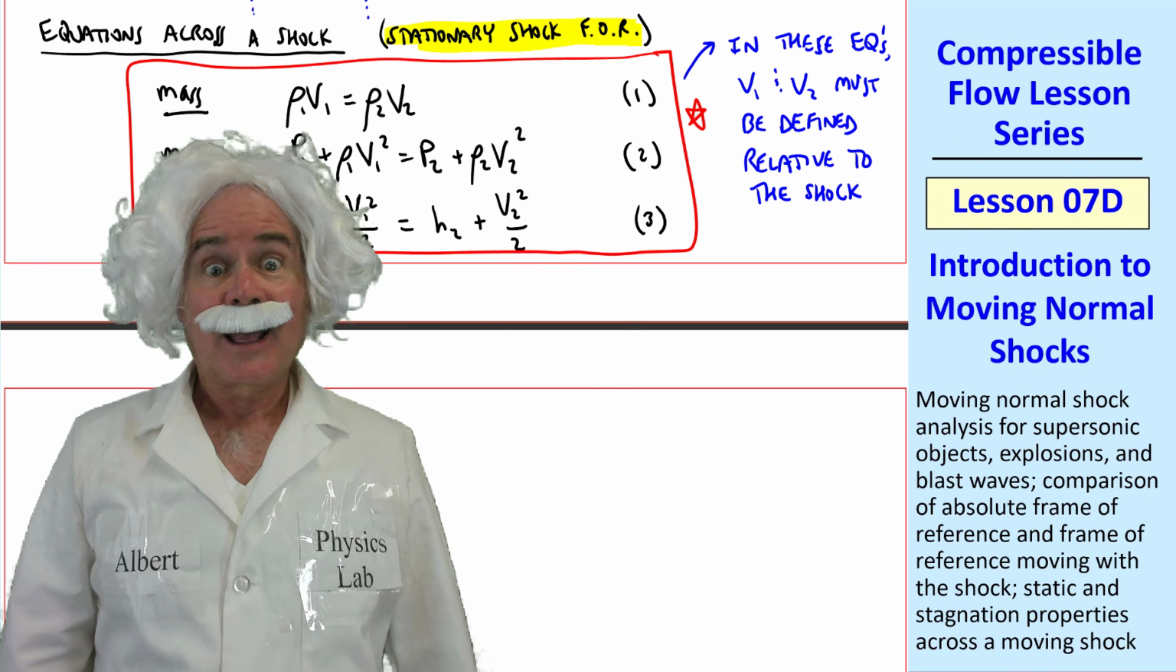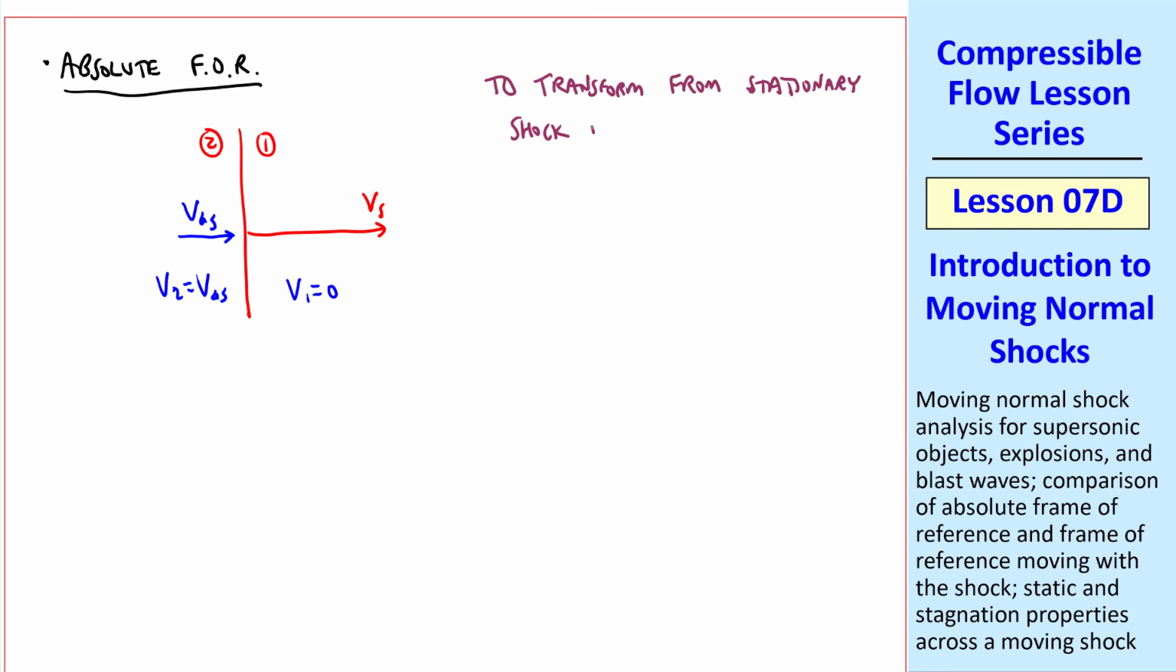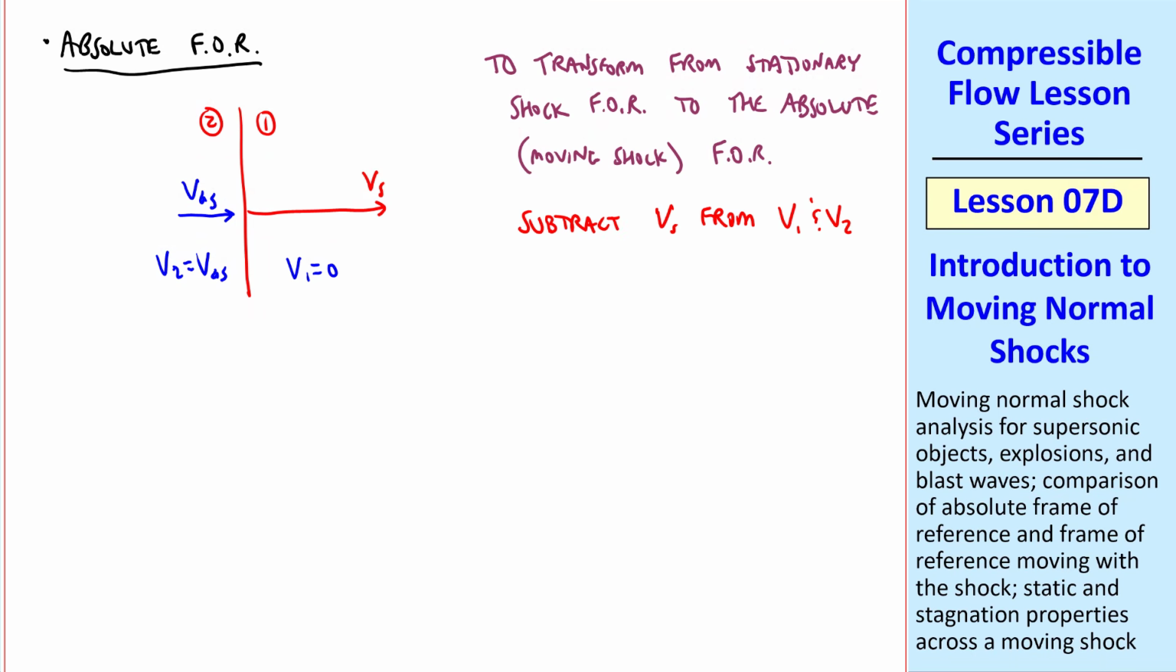Let's consider the absolute frame of reference, which I had sketched previously for the case where the shock is moving from left to right. In that case, V1 is 0 and V2 equals Vgs. To transform from the stationary shock frame of reference to the absolute or moving shock frame of reference, where V1 is 0, we have to subtract Vs from V1 and V2.